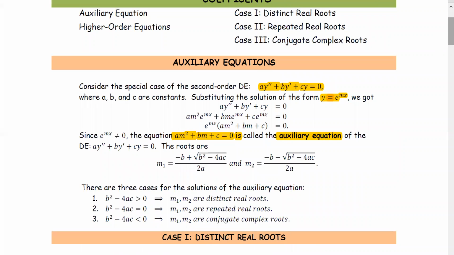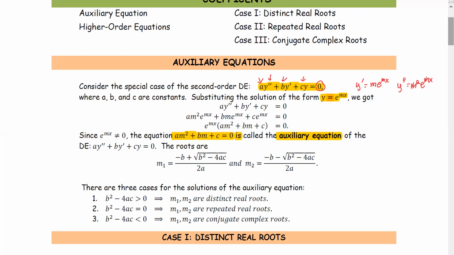For this special case of the second order differential equation, which is homogeneous second order linear with the constant coefficients a, b, and c, for the solution form, assume the solution in the form of y equals e to the power mx, because the exponential function and its derivatives still remain the exponential pattern. As y equals e to the power mx, y prime is m e to the mx, y double prime equals m squared times e to the power mx.